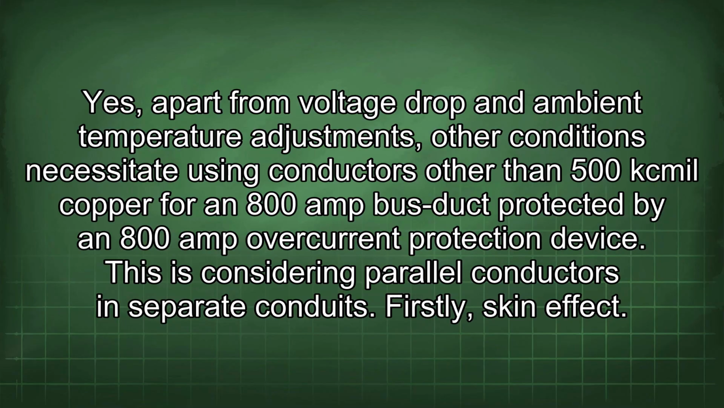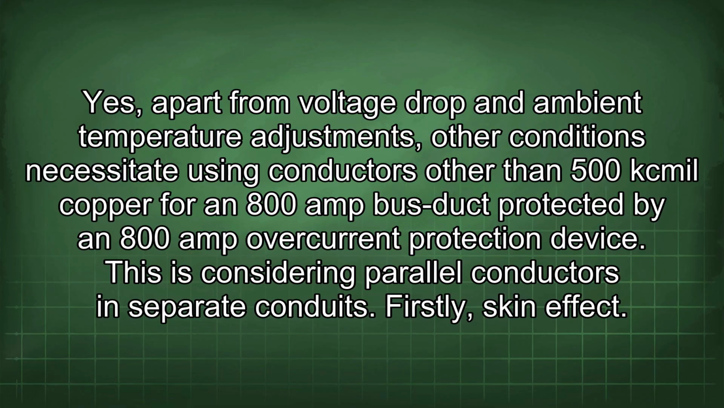Yes, apart from voltage drop and ambient temperature adjustments, other conditions necessitate using conductors other than 500 kcmil copper for an 800 amp bus duct protected by an 800 amp overcurrent protection device. This is considering parallel conductors in separate conduits.